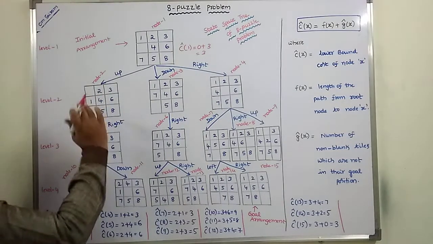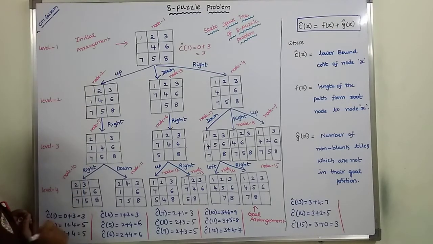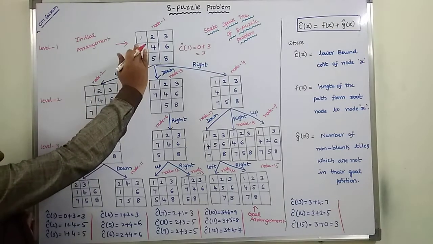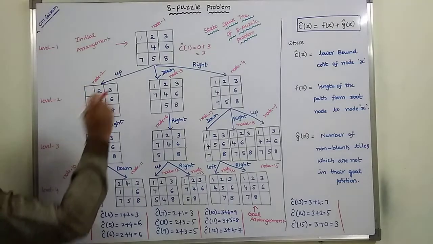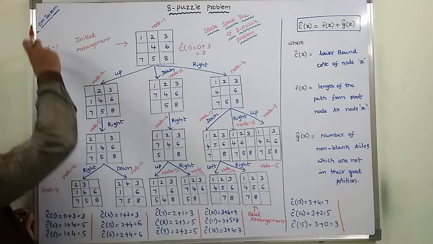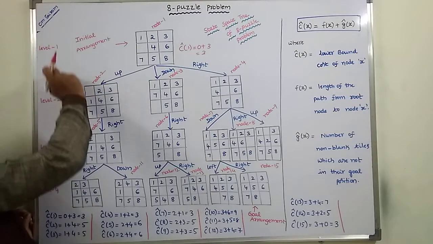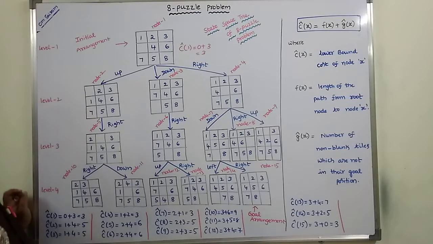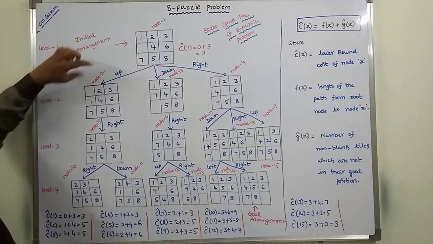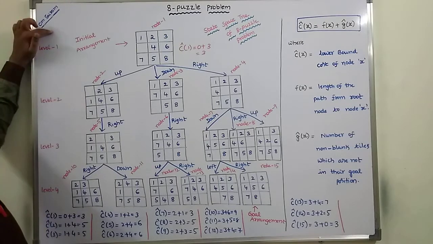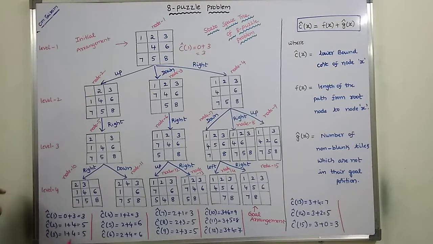Okay, so node 2, c cap of 2 is equal to the length of the path from root node to this node. So this is level 2 and this is level 1. The difference between them is 1. That is, the length of the path from root node to this node is level 2 minus level 1, 2 minus 1, that is 1. F of x is equal to 1.